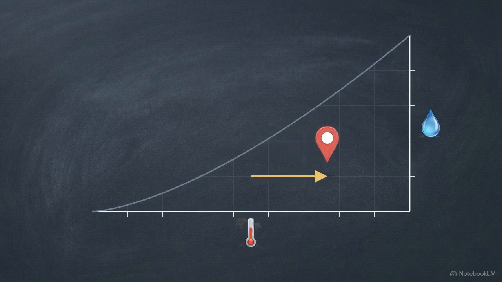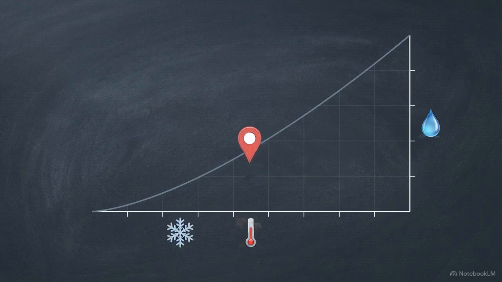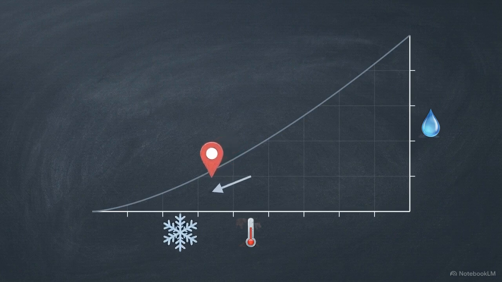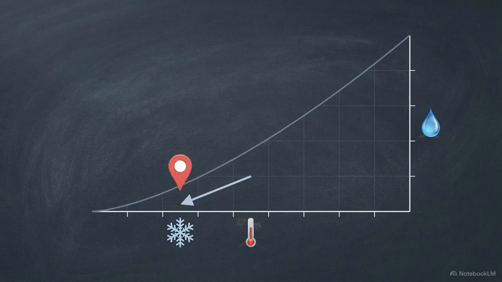A perfectly horizontal movement to the right is called sensible heating. The temperature increases, but the moisture content stays exactly the same. A movement diagonally down and to the left is cooling and dehumidification. The air is getting colder, and water is actively being pulled out of it.